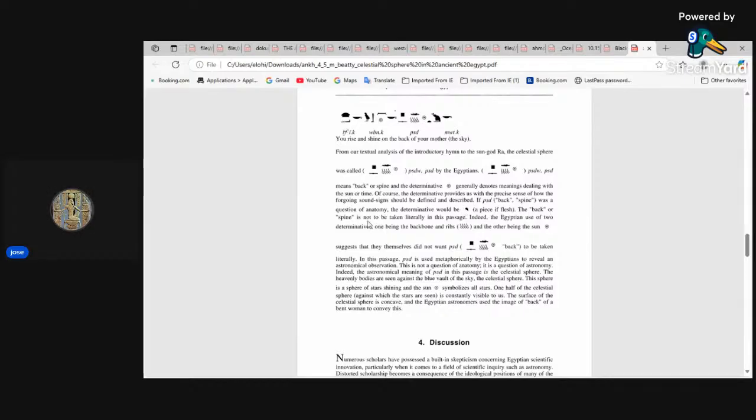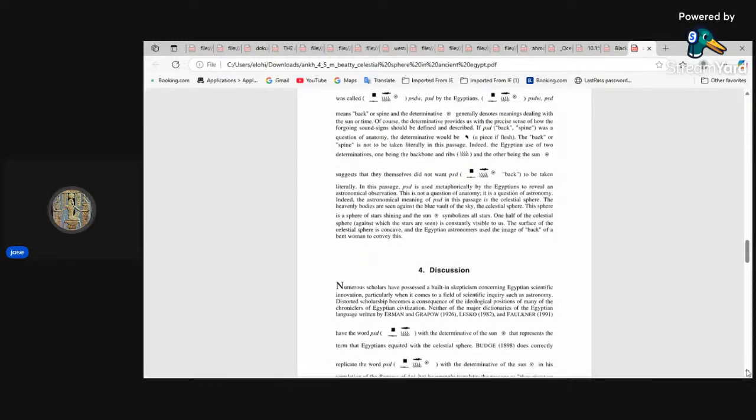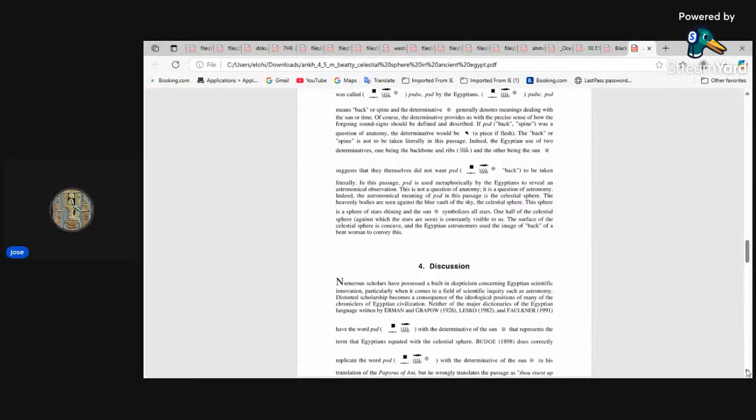The back or spine is not to be taken literally in the passage. Indeed, the Egyptian use of two determinatives, one being the backbone and ribs, and the other the sun, suggests that they themselves do not want Pasej, back, to be taken literally. In this passage, Pasej is used metaphorically by the Egyptian to veil an astronomical observation. This is not a question of anatomy, it is a question of astronomy.